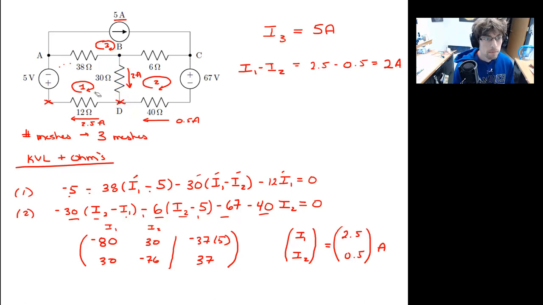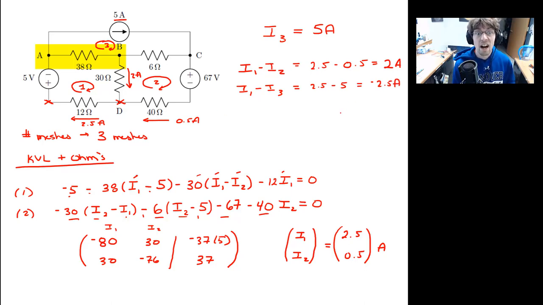Well, how about this 38 ohm resistor up here? Well, we'll say, okay, let's assume that it's in the direction of I1, and we have to subtract I3. This would be 2.5 minus 5, and that's negative 2.5 amps. In other words, it's flowing in the opposite direction of I1. That means that it must be going this way. We have 2.5 amps.